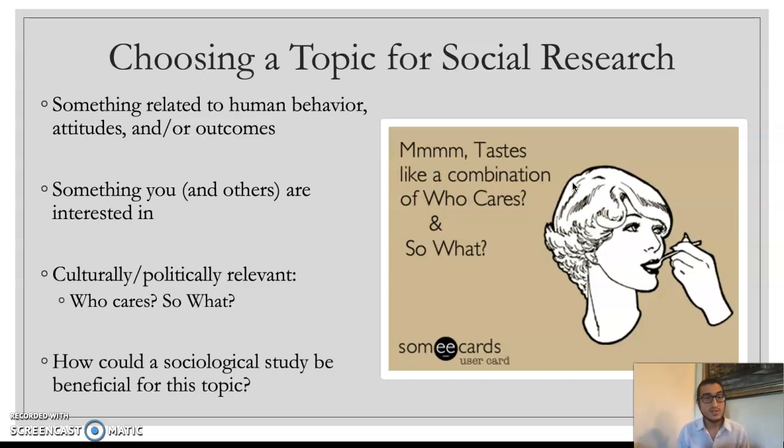And lastly, you should question, how could a sociological study be beneficial for this topic? Again, in sociology, we're studying patterns of human behaviors, we're trying to better understand human interactions, human attitudes, etc. So it's important to think about how your study specifically would fit sociologically and not just be something, like I said, research for the sake of research.